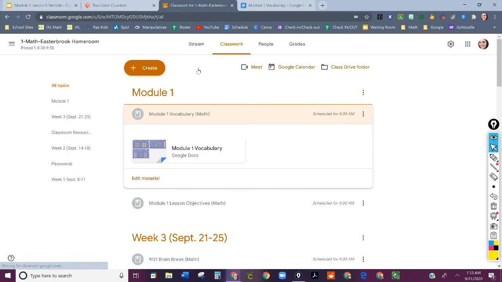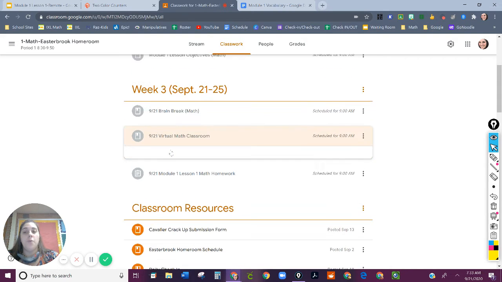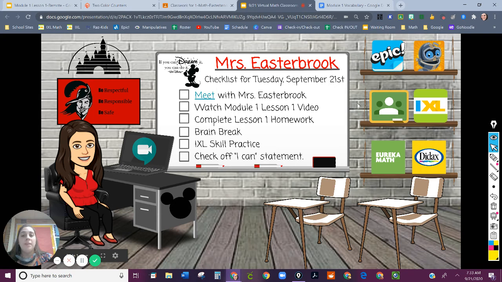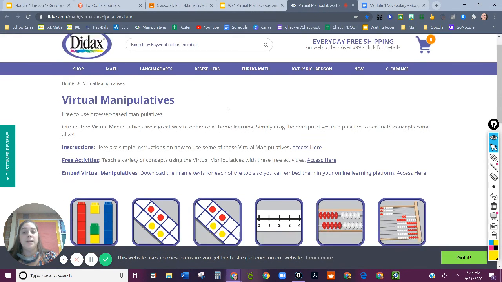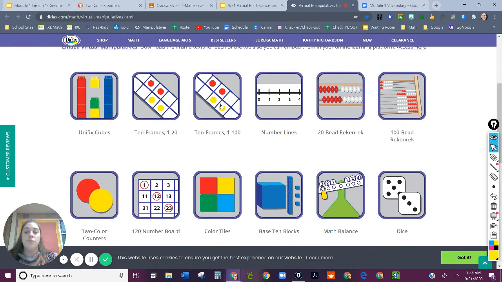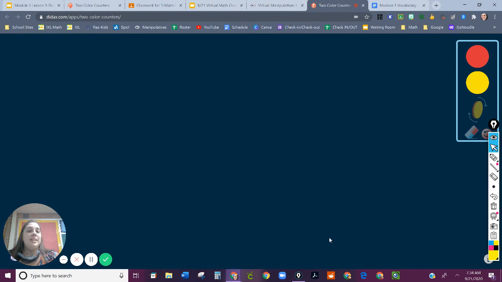You're going to go into your Google Classroom and you're going to open up week 3 here. Today is 9/21, so you'll open Virtual Math Classroom. In your virtual math classroom, the manipulatives can be found here at Didax. So you'll click on that yellow box. That will open up the site that has your virtual manipulatives. Now we are using the 2 color counters, which are these right here. So you'll click on that, and there they are. Okay?